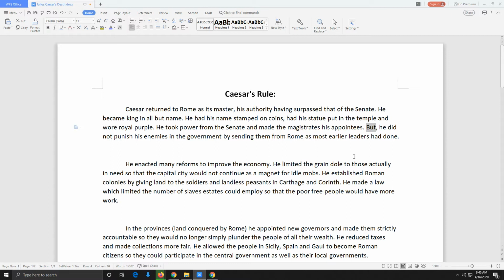But he did not punish his enemies in the government by sending them from Rome, as most earlier leaders had done. He enacted many reforms to improve the economy. He limited the grain dole to those actually in need, so that the capital city would not continue as a magnet for idle mobs. He established Roman colonies by giving land to the soldiers and landless peasants in Carthage and Corinth. He made a law which limited the number of slaves estates could employ so that the poor free people would have more work.